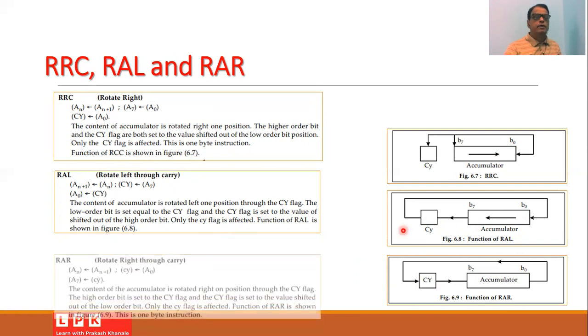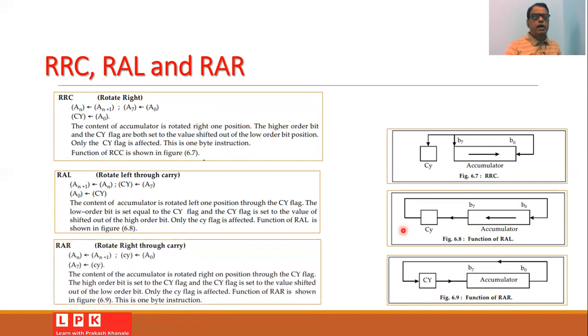Another instruction is rotate right through carry. So here the content of the accumulator is being shifted in the right side direction through the carry. So one can easily observe that the higher order bit is set to the carry flag, and the carry flag is set to the lower order bit of the content of the accumulator, as shown in this diagram. So these are very useful instructions because they are needed whenever we want to shift the content of the accumulator.